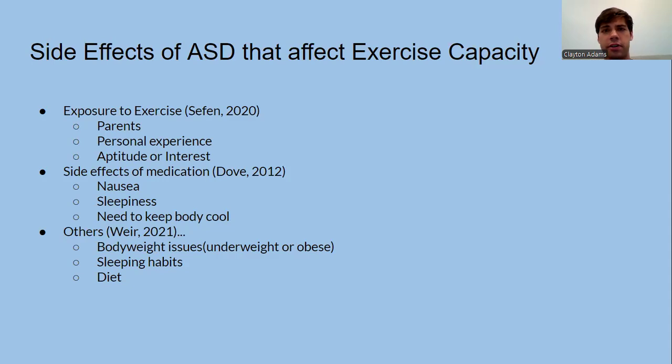Now, looking at side effects of ASD that affect exercise capacity, it's been found that their direct exposure to exercise affects their ability to exercise. Looking at their parents and their upbringing, if an adult with autism was raised in a home where the parents encouraged exercise frequently, the adult now will have a proclivity to do exercise. It also depends on their interest or their experience. You have to look at the medication as well. Are they experiencing nausea, sleepiness, watching to make sure their body stays cool? And then other issues that we've talked about that are at higher risk for people with autism compared to the normal population: body weight issues, sleeping habits, diet. All of these things can affect a person, and especially a person with autism spectrum disorder, exercise capacity.